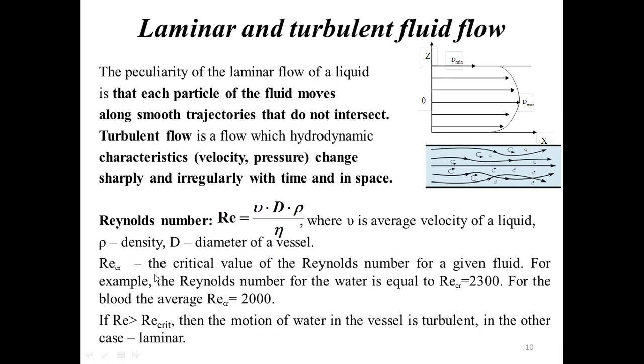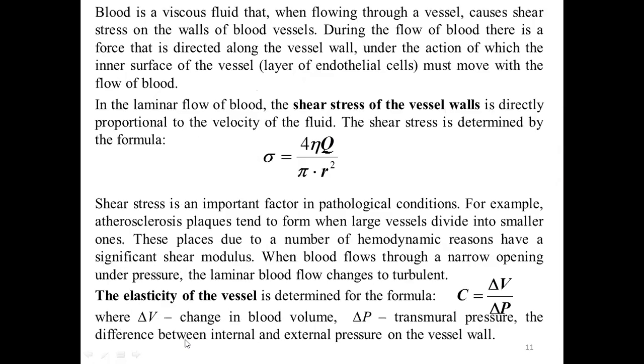If our Reynolds number is greater than the critical value of the Reynolds number, then the motion of liquid in the vessel is likely to be turbulent. And in the other case, we can consider it as laminar.